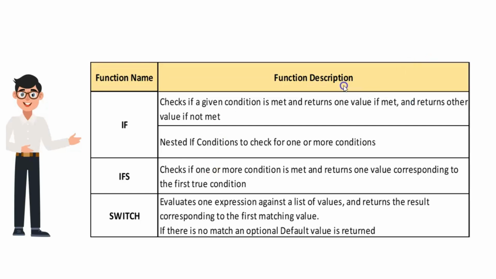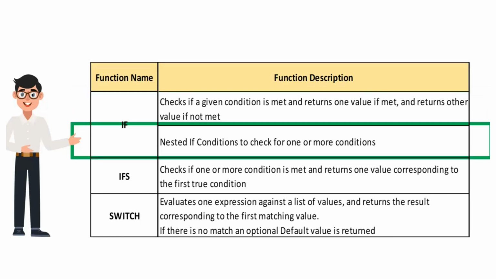Starting with the if condition. It checks if a given condition is met and returns one value if met, and returns another value if not met. If there are multiple conditions to be checked, nested if helps in doing that. Nested if conditions are written to check for one or more conditions.